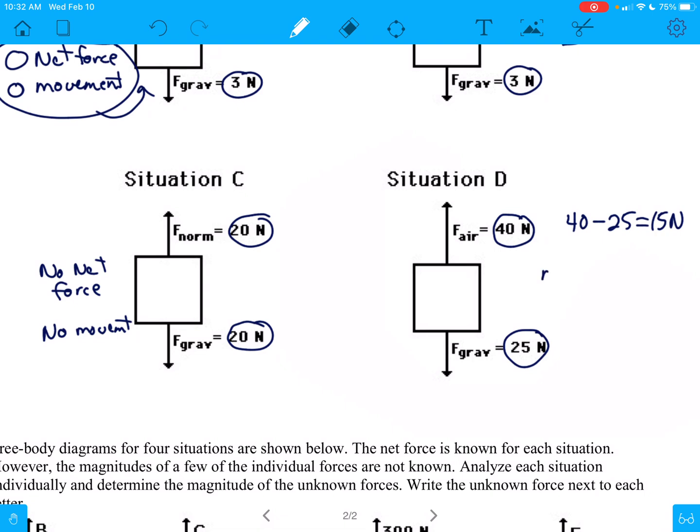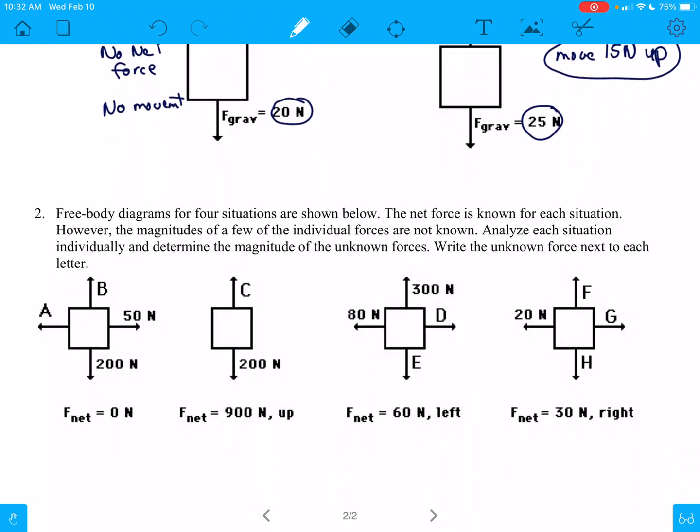So this thing is going to move with 15 newtons of force. And which way? 15 newtons up, right? It's going to move up with a force of 15 newtons. Make sense? Okay, now let's do these down here.